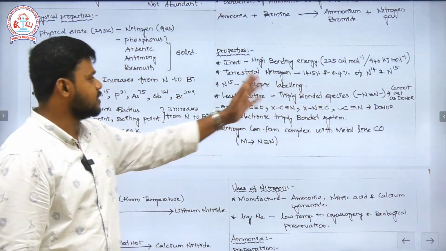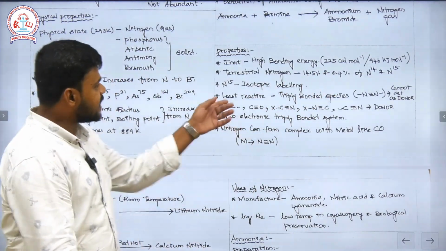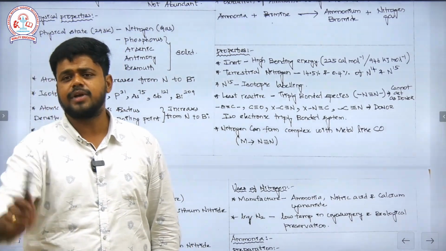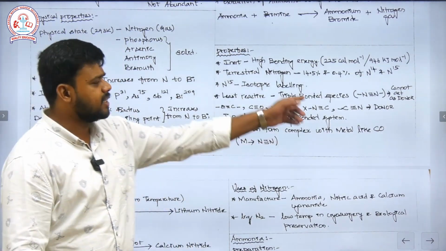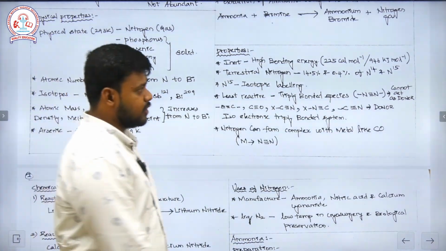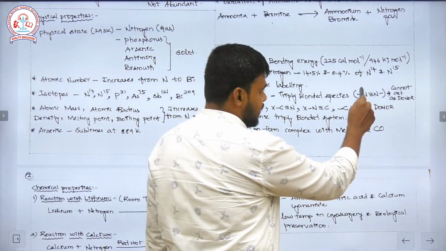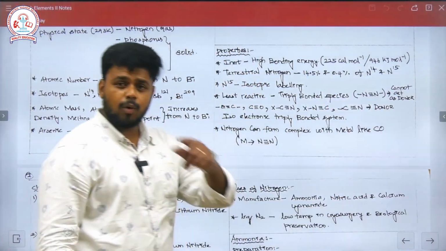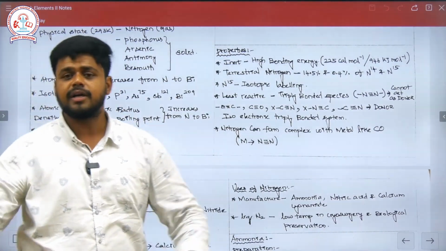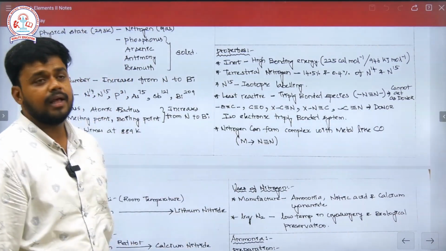So this is what isotopic labeling is regarding this. The next one is, it is less reactive, as I said, since it is inert, it will not be capable of reacting so easily. Because it is a triply bonded species, it is very difficult to break the bond between them. Even though it's triply bonded and nitrogen has a lone pair of electrons, it cannot act as a donor because it is already stable. So it will not react so easily. That's why it cannot act as a donor.